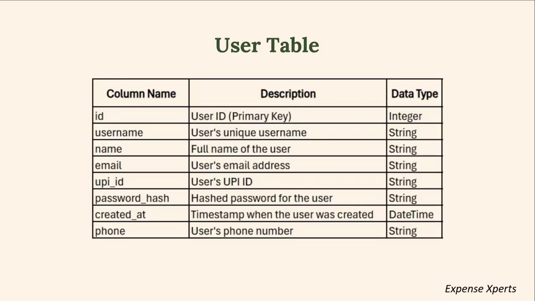User table. This stores user details and handles login and authentication. It has user ID as its primary key, and it stores username, name of the user, email, and password in the hash form. It also has optional attributes like UPI ID and phone number of the user.